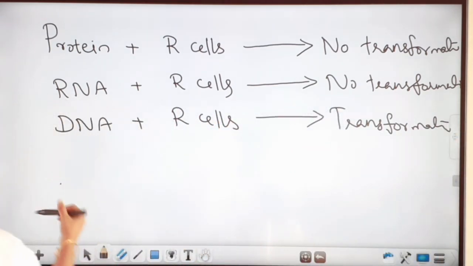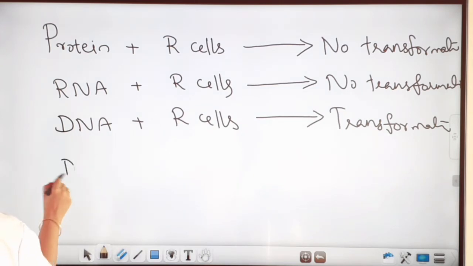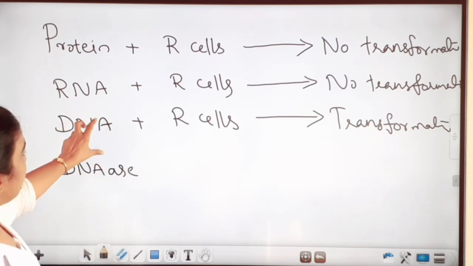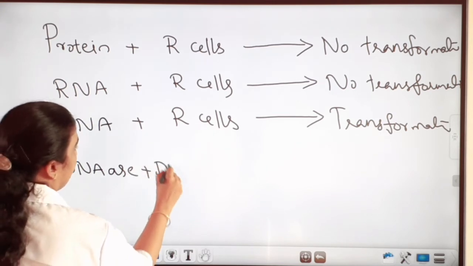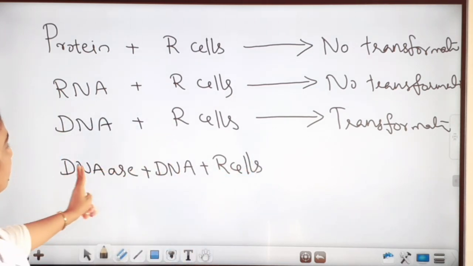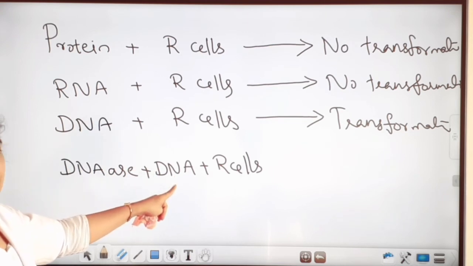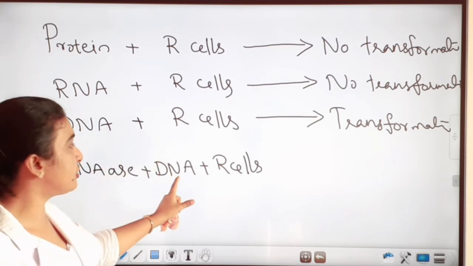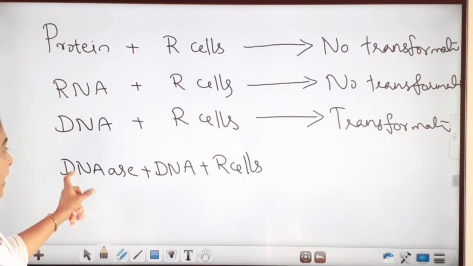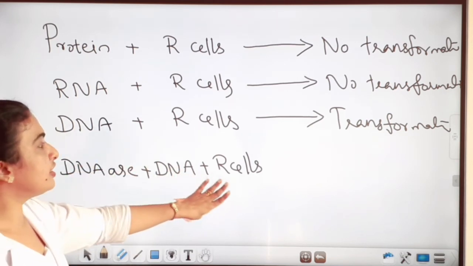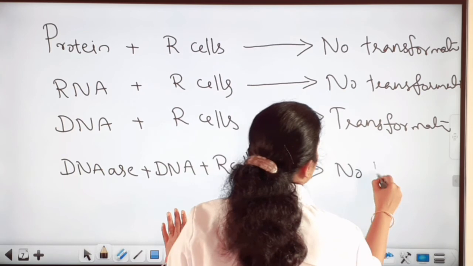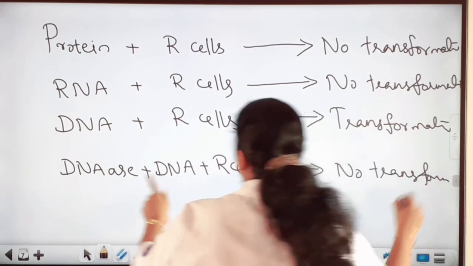And they are using a DNA digestive enzyme known as DNase. They add DNase along with the DNA. So what will happen? R cell in R strain. So the DNase can digest DNA. Actually, DNases are enzymes which can hydrolyze or digest DNA. It is a DNA digestive enzyme, that is DNase. When the DNase digests DNA, there is no chance of transformation. Okay, so here no transformation. That means the transformation is inhibited by the DNase.